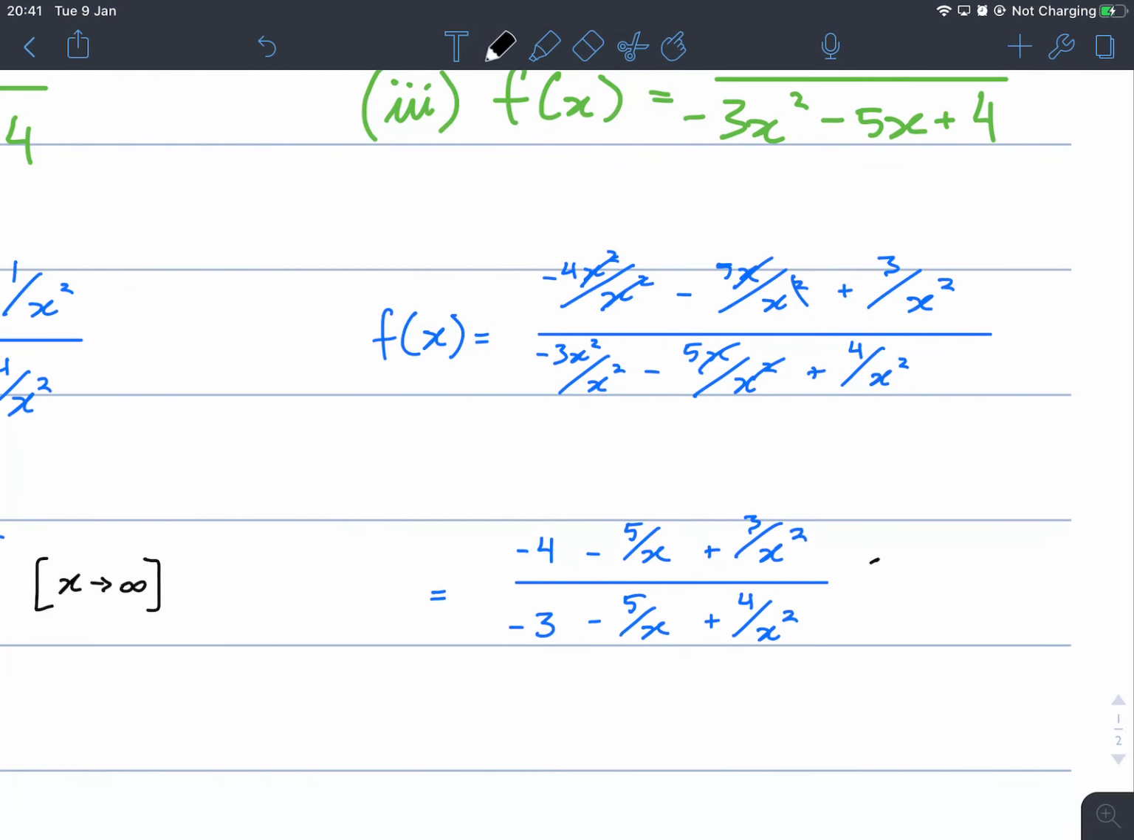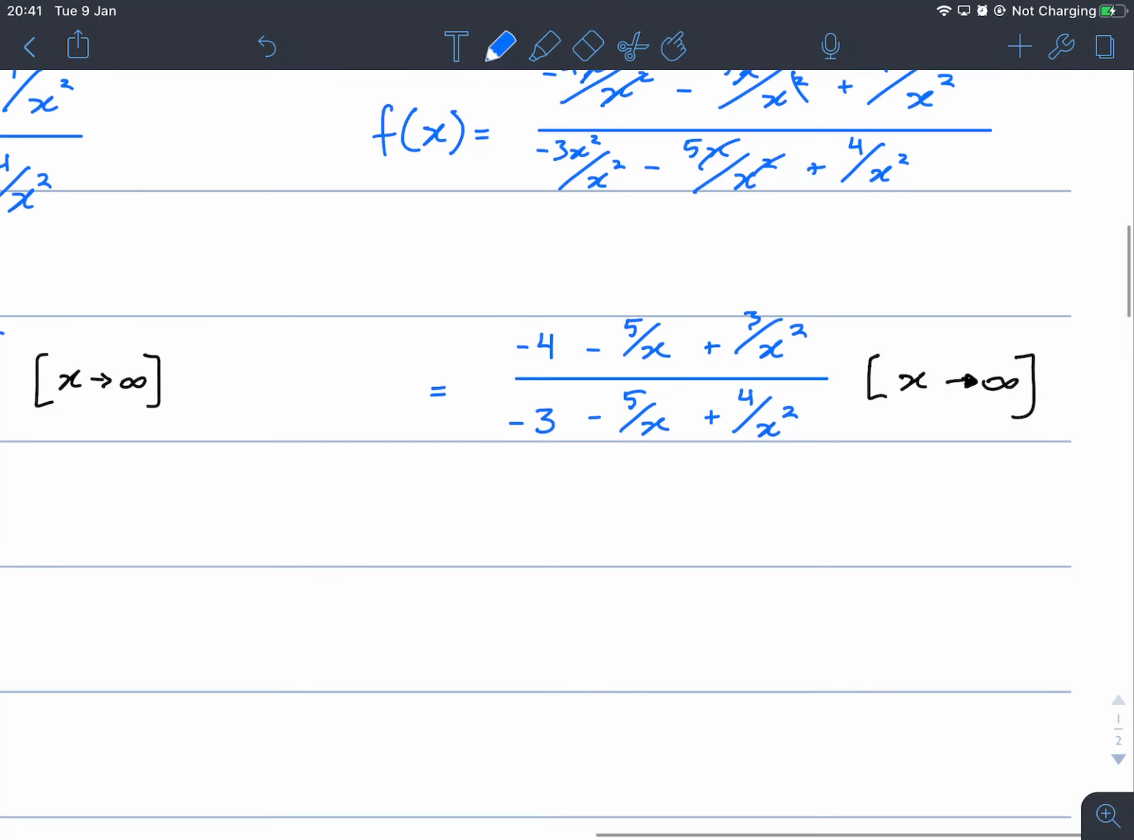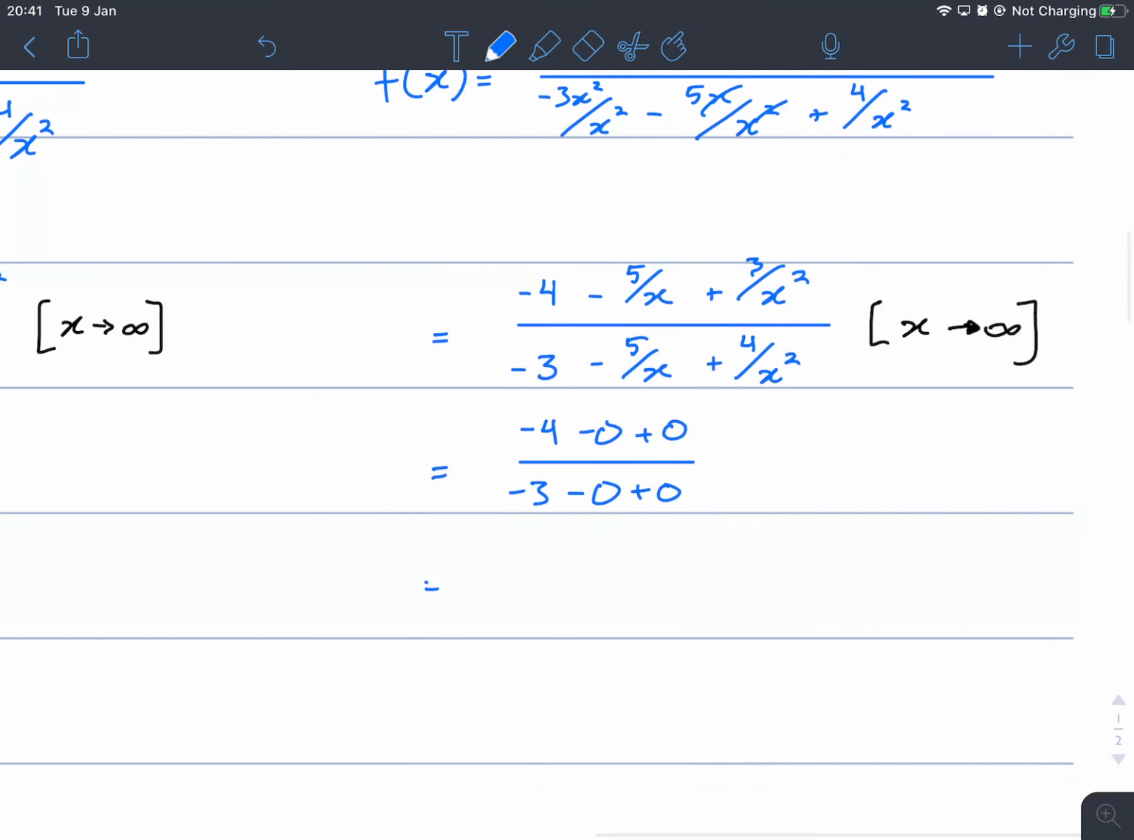And once again, we're going to let x approach infinity. What happens here now? Negative 4 stays the same. This becomes 0, as well as this. All over. Negative 3 stays the same. This becomes minus 0, plus 0. And in the end, we're left with negative 4 divided by negative 3. So positive 4 on 3. And that is where our horizontal asymptote is found.